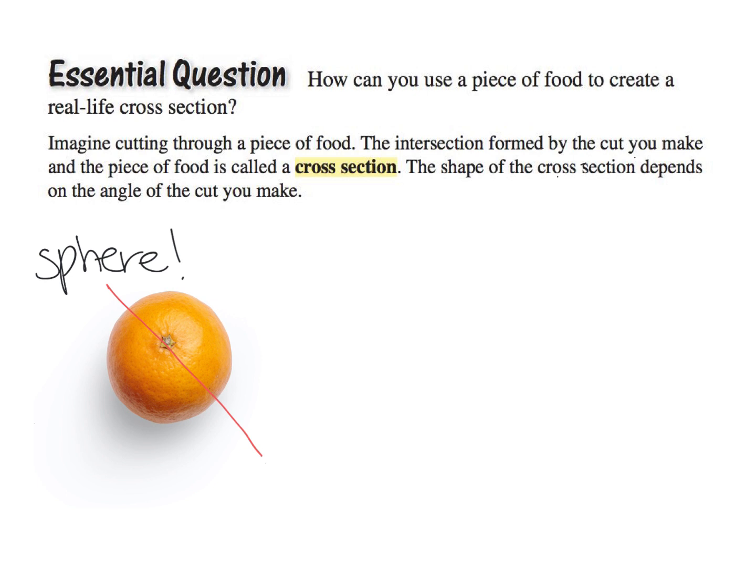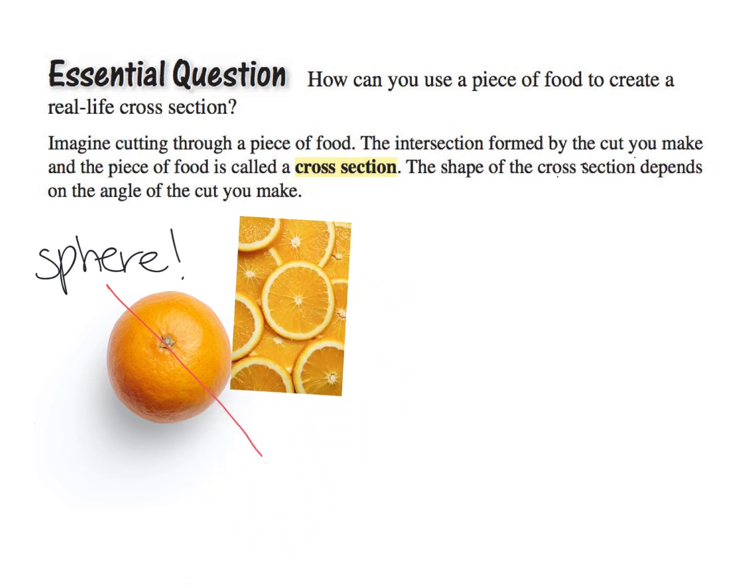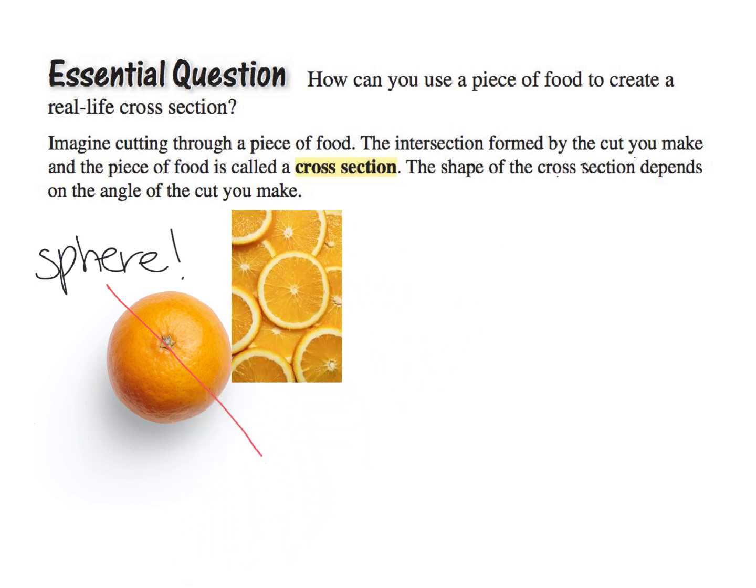I think this photo doesn't help as much, but when I separate my orange apart, I will get something that looks like this, correct? That cross section that is made from an orange is a circle.